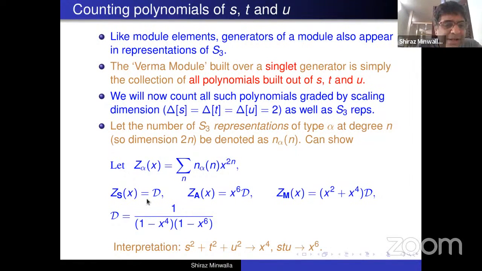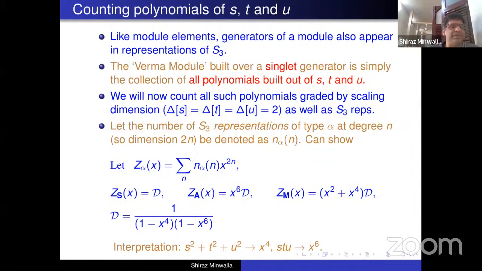Let's give a quick interpretation of this ZS. We want all polynomials of S, T and U that are invariant under S3. But I told you that S3 acted on S, T and U just by permuting the three. Now, you can ask, can you find simple monomials of S, T and U that are invariant under permutation?